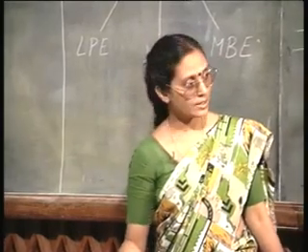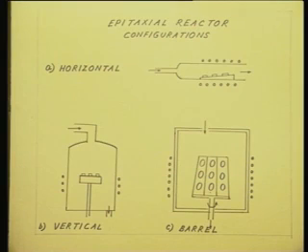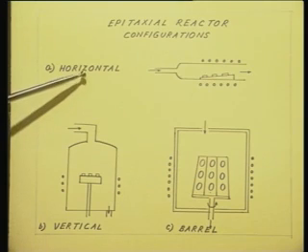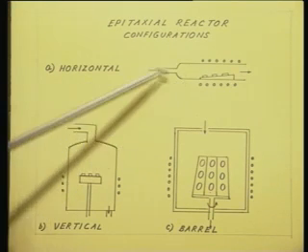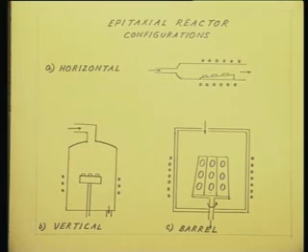And with this background, we can go over to the epitaxial reactor configuration. The first reactor is a horizontal reactor, which is just like the one I have drawn already on the board. Notice that the gas flow is parallel to the surface of the sample and the samples are placed on an inclined plane.